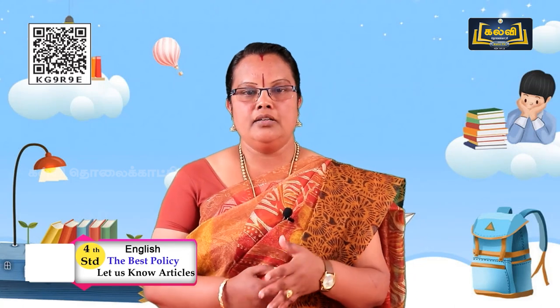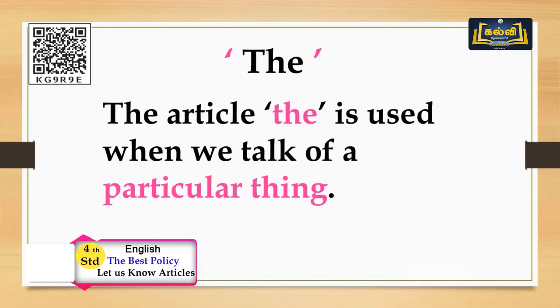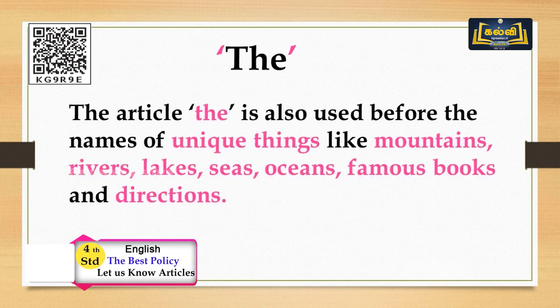Now coming to the third article, the usage of the. In the article the, where or in which place do we have to use it? We have to use this article the for a particular thing and a unique thing. You understand? For particular things and for unique things, we use the article the. The article the is used when we talk of a particular thing. Also, the article the is used before the names of unique things.